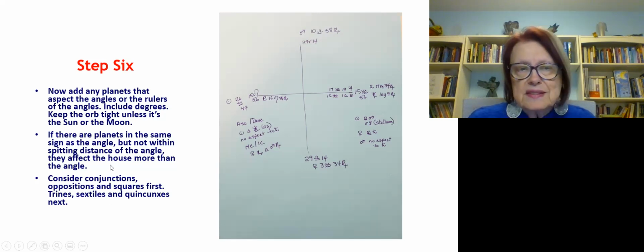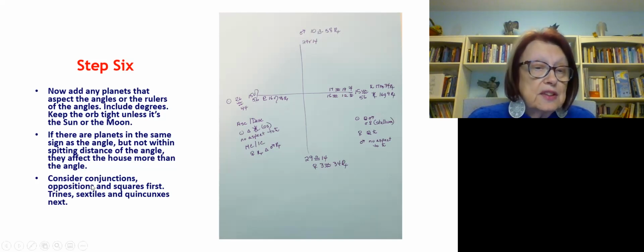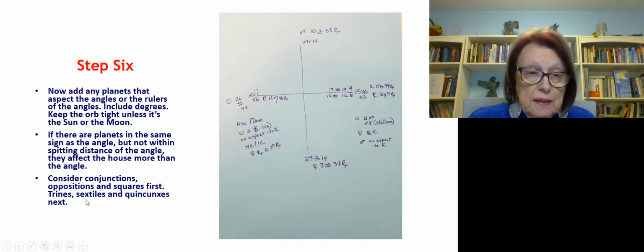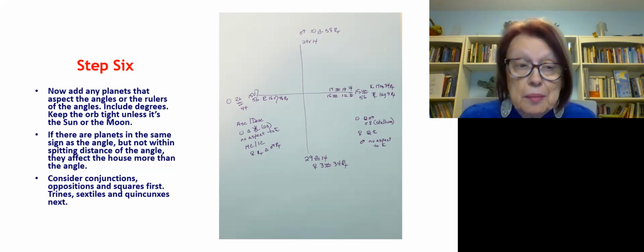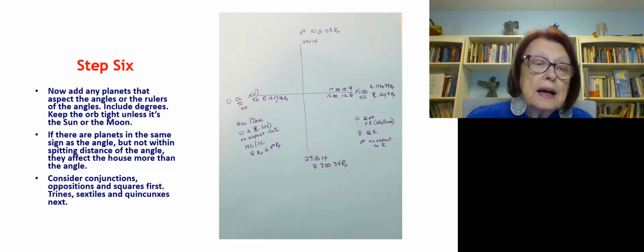If there are planets in the same sign as the angle, but not within spitting distance of the angle, they affect the house more than the angle. Consider conjunctions, oppositions, and squares first, because they are the more dynamic aspects. Although one could argue that quincunxes are also dynamic, and so are trines and sextiles, just different in different ways.